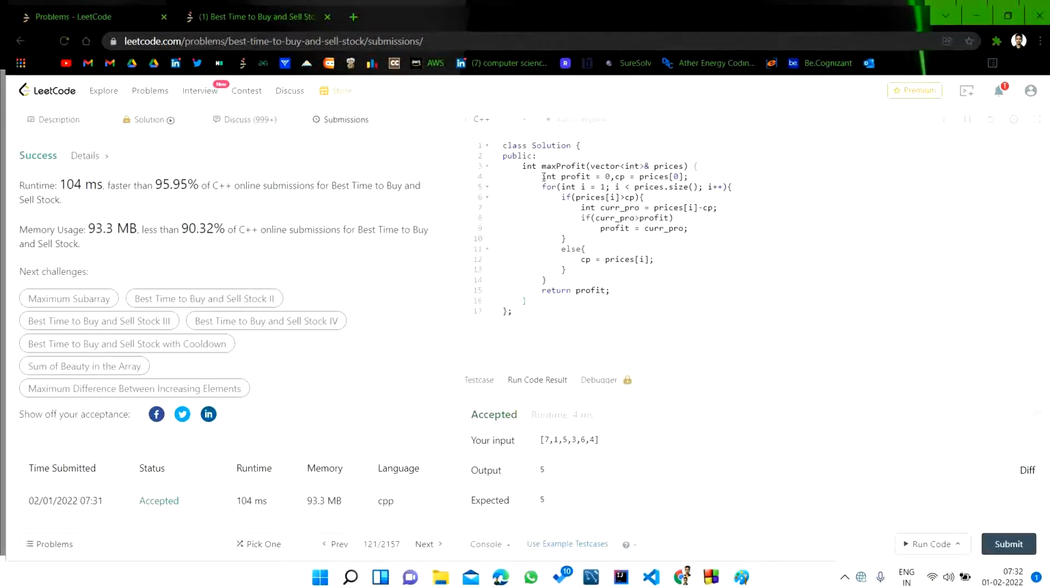And again, the time complexity is order of n, which is linear time, because we are going to iterate only once throughout the entire stocks array, and the space complexity is constant, right?